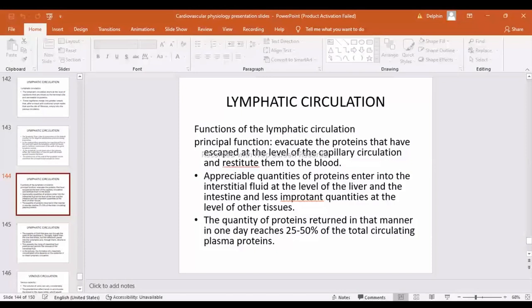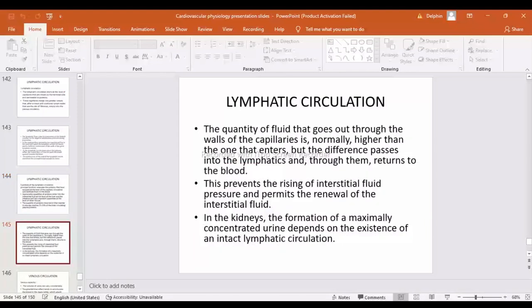The quantity of fluid that goes out through the wall of the capillaries is higher than the one that enters, but the difference passes into the lymphatic and the fluid returns to the blood, also through the venous system. This prevents the rising of interstitial fluid pressure and permits renewal of the interstitial fluid. In the kidney, the formation of maximally concentrated urine depends on the existence of intact lymphatic circulation.